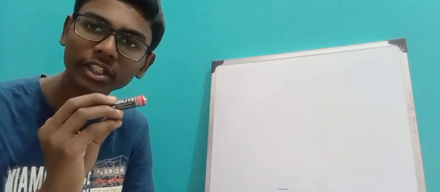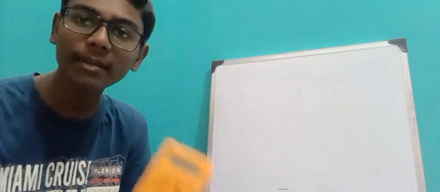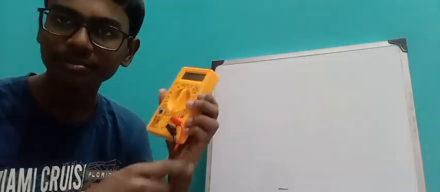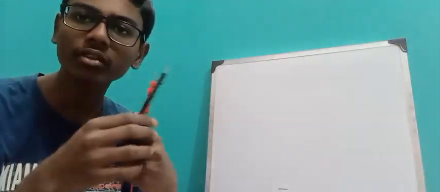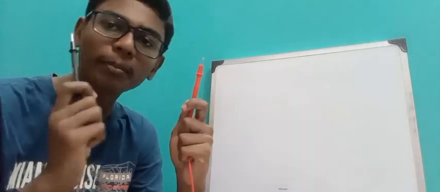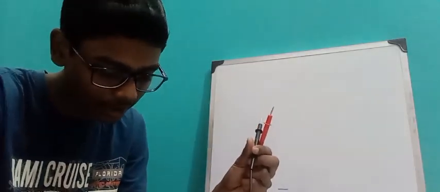Okay, now I have this battery with me. We will be measuring the voltage, the volt of this one. Now the instrument name is multimeter. This is multimeter. We have two connections like this, and these are the two points which we will be attaching to the battery. The red one represents positive, the black one represents negative. So let us now take our battery.